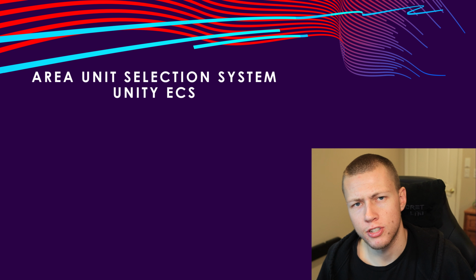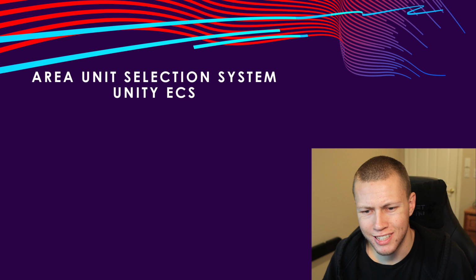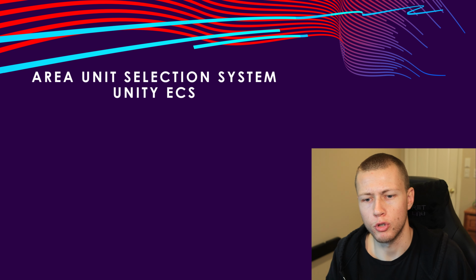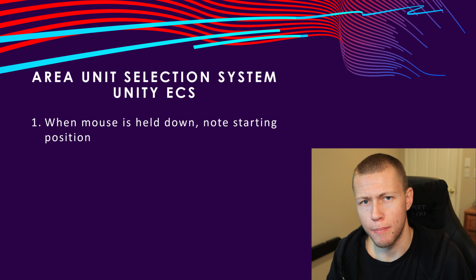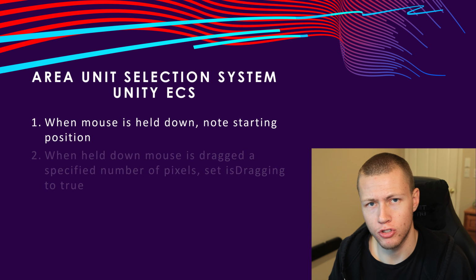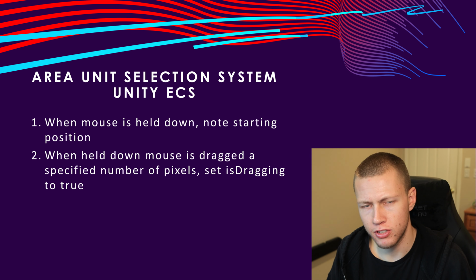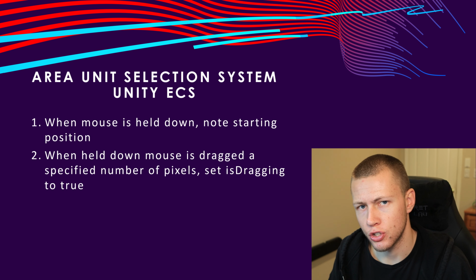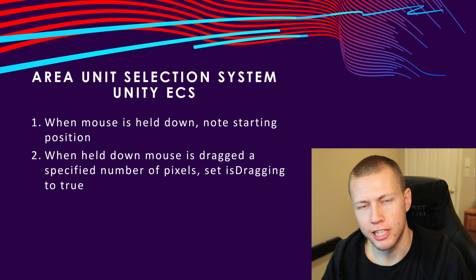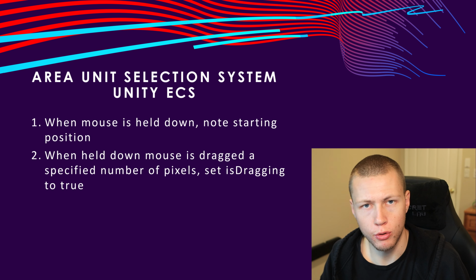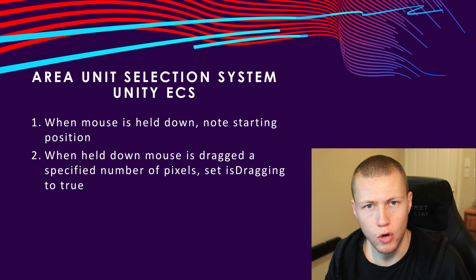So anyways, let's start off this video by talking about the basic idea of what we're going to be accomplishing here. What's going to happen is we're going to detect when the mouse button is being held down, and then when the player actually starts dragging it. Basically, once the current mouse position is past a certain distance that we've predefined, that will activate the dragging state, so we can confirm that the player is now dragging the mouse.